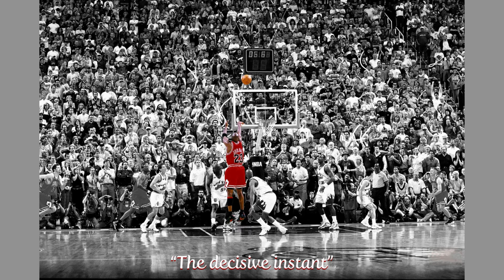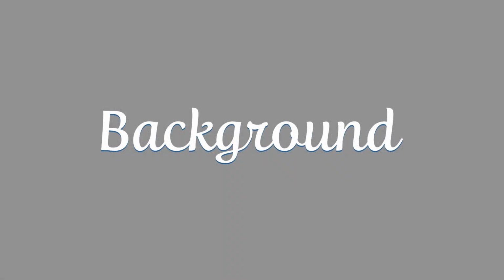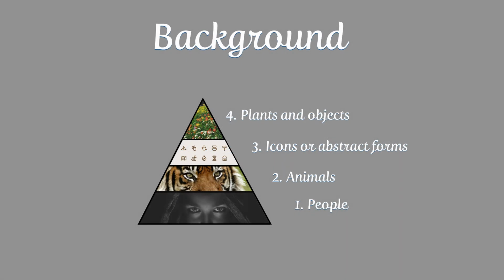Then, the second aspect I would like to talk about is the background. The background of an image is formed by one or more elements that fill our composition, but not all the elements in a composition attract the viewer in the same way. This structure is the next one. Firstly, you will find people. Secondly, the animals. After that, abstract icons or forms. And finally, plants and objects.